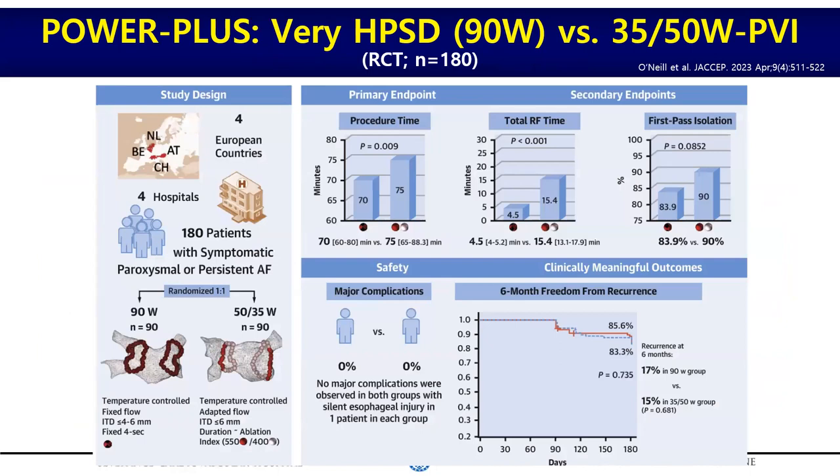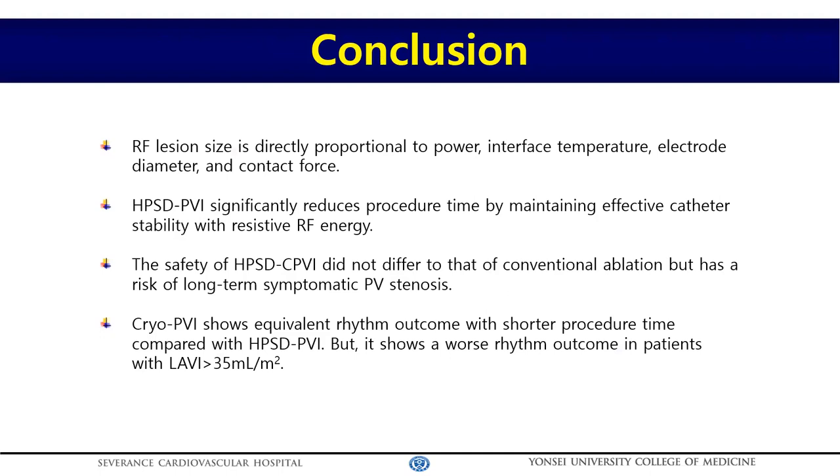Finally, this is a result of a very hypershort duration PVI developed by an Abbott competitor. And this catheter, named the QDOT catheter, is a temperature-controlled catheter and has a 90 watt ablation protocol. When comparing the 90 watt very high power short duration PVI versus 35 to 50 watt PVI, the procedure time was shortened by 5 minutes, but there was no significant difference in rhythm.